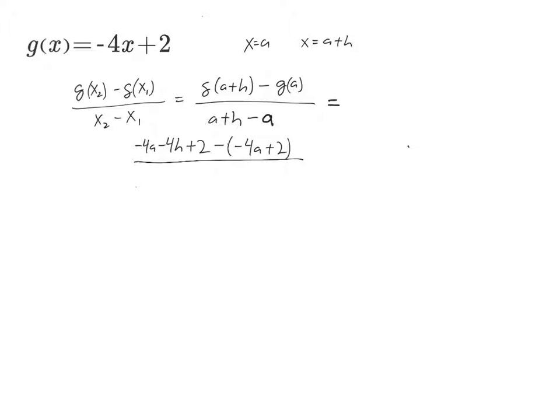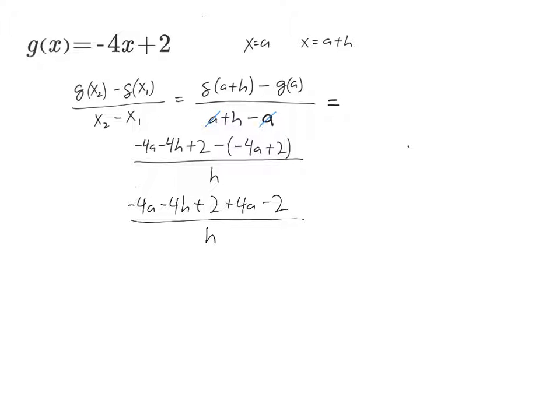And if you notice, this a reduces with this a. So that gives me just h on the bottom. Now let's distribute in this negative right here. So I end up getting negative 4a minus 4h plus 2 plus 4a minus 2, all over h.